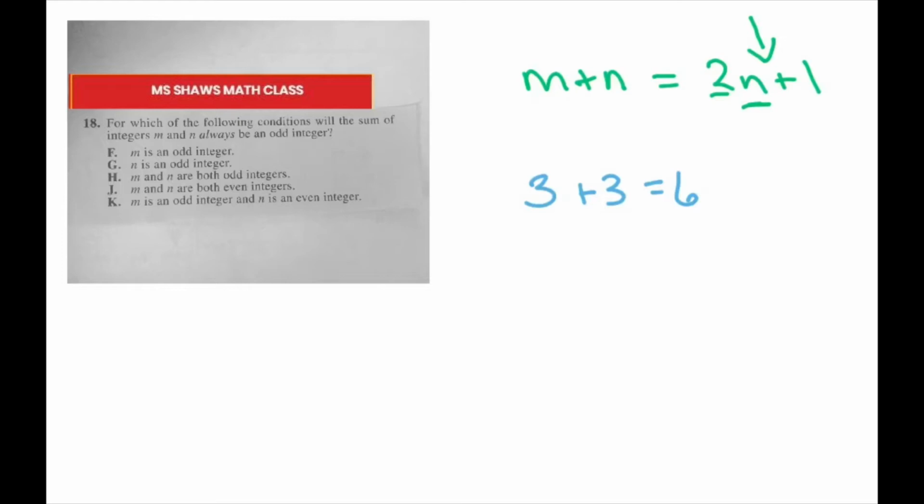So basically the first two don't work because you don't know, it just says if m is odd or n is odd. If they're both odd, you get even. If they're both even, you definitely get even. So they have to be separate. So you have to have something like this, 3 plus 2, or 5, that's odd, plus 4, and that always gives you an odd number. So the answer is K. So you can think about it in different ways.